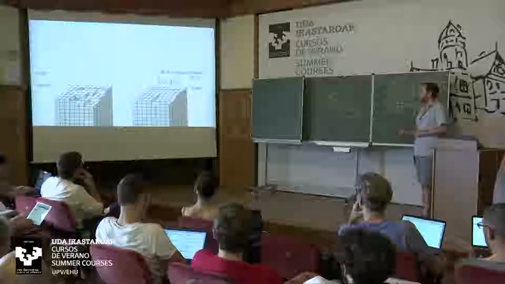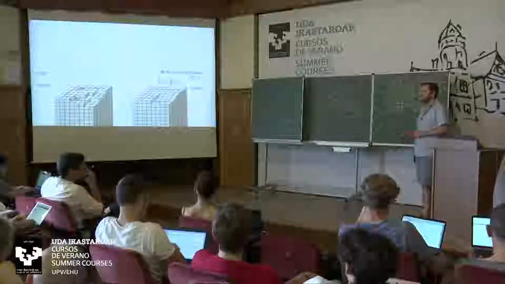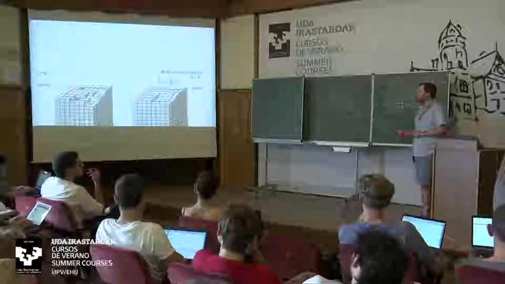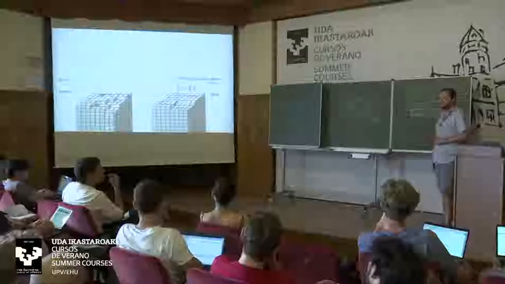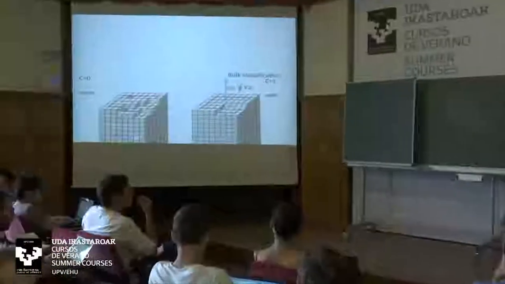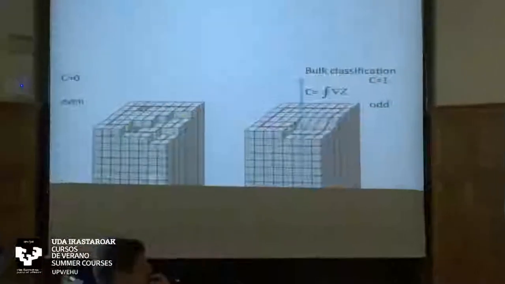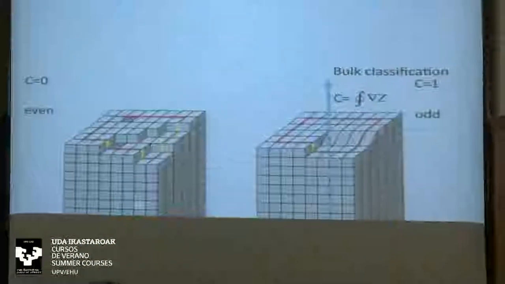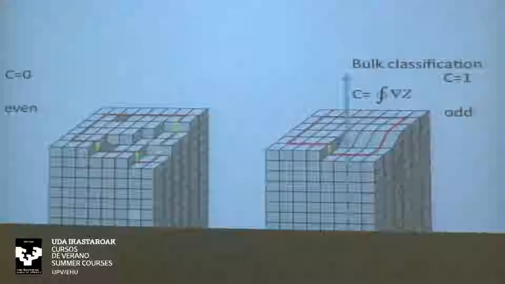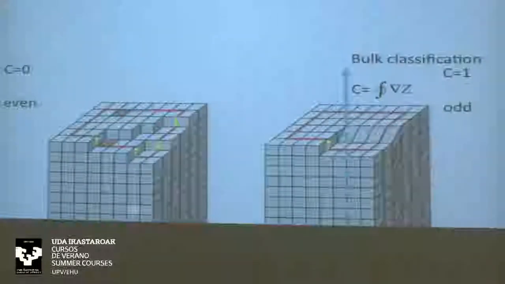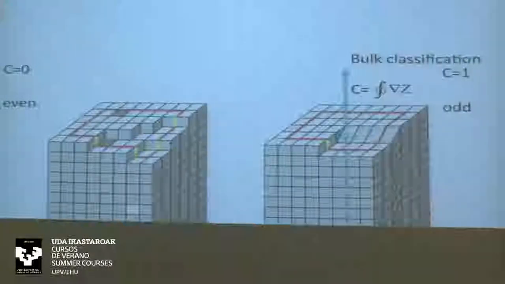So another way to get this Burgers vector without actually counting the crossings is to calculate this integral over the closed contour of the surface curvature, of the gradient of the surface topography. If you do that, you integrate over the surface curvature along this closed contour.